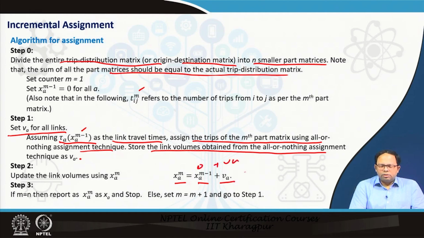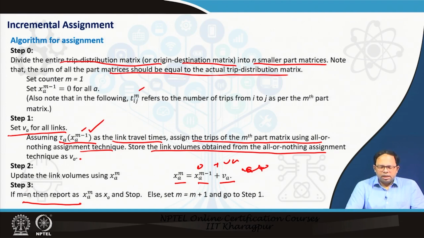In the next one it would be VA plus the new value that is being added. In this way we will gradually keep on adding, and at the same time keep on updating the travel time as well. That means the impedance value will gradually increase. So, we will continue till m is equal to n. That means all the smaller parts have been included or assigned into the network.